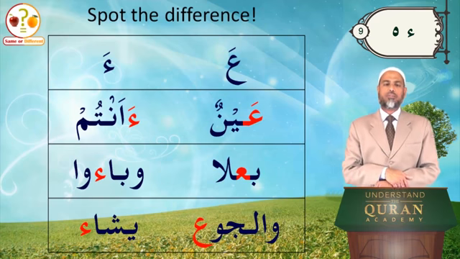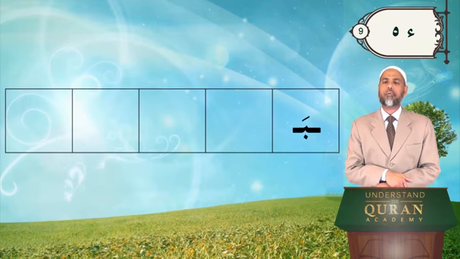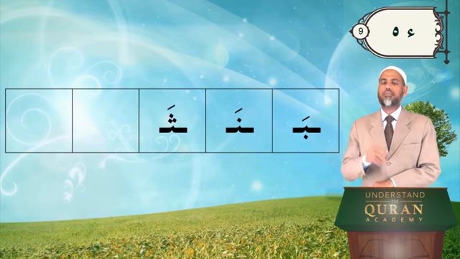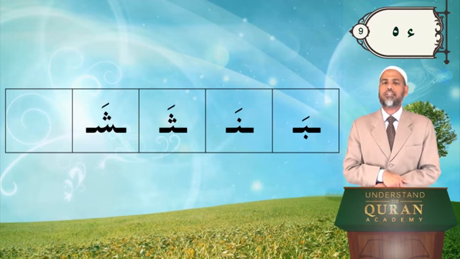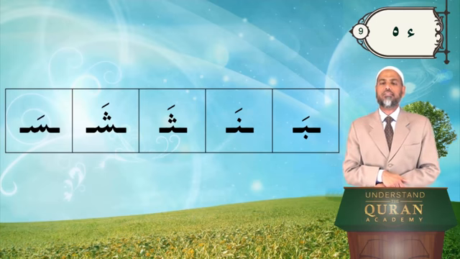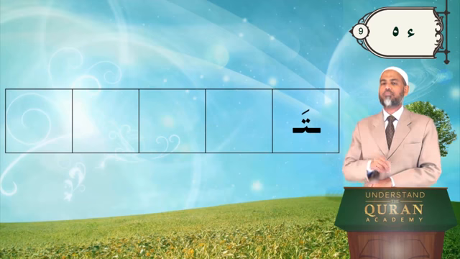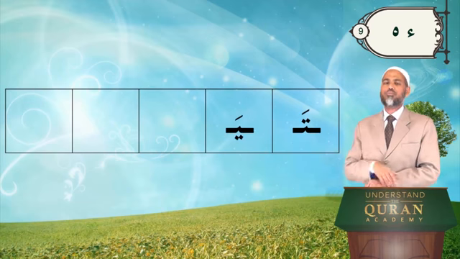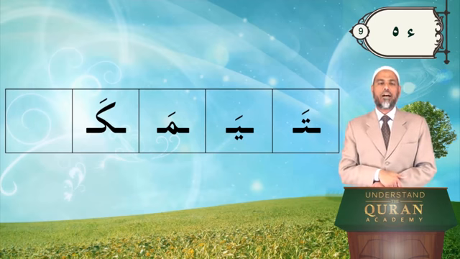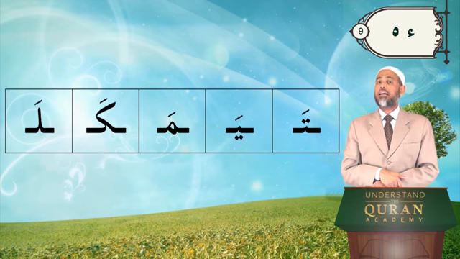Okay, let's quickly revise what we have learned in previous lessons. Ba. Na, top dot is na. Tha, 3 dots. Sha, snake taking a shower. Sa. Ta, 2 on the top. Ya, 2 below. Ma. Ka, calf taking its cap out, wearing a cap. La.